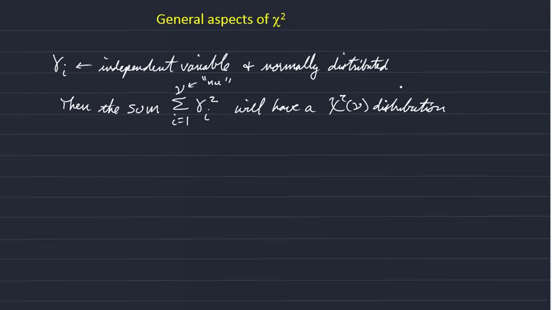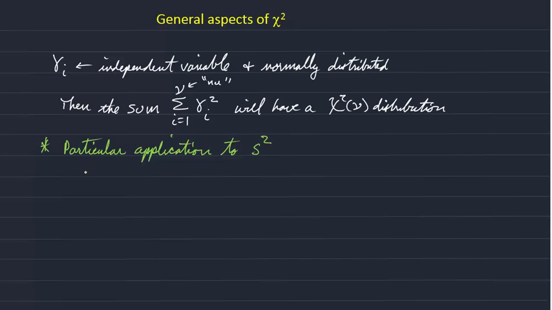So that's a real basic definition, or a basic way of understanding where the chi-squared distribution comes from. So let's go back to our particular case of our standard deviation, or our variance.